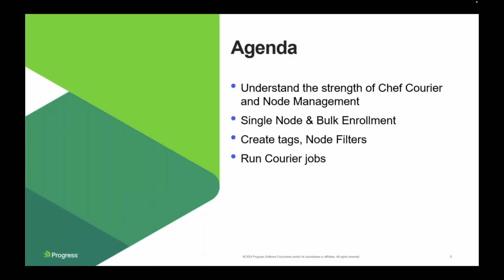So let's get started with the agenda. In this demo, we will understand the strength of Chef Courier and node management. We will enroll the nodes or machines in two ways, a single enrollment as well as the bulk enrollment. We'll create tags and node filter. Finally, we'll run Courier jobs on the nodes which were enrolled.